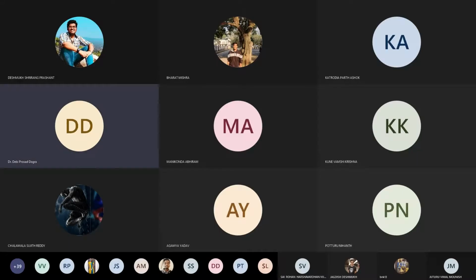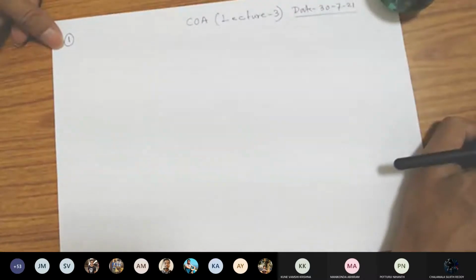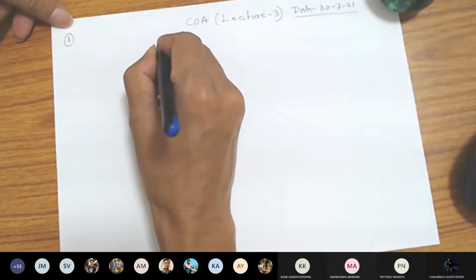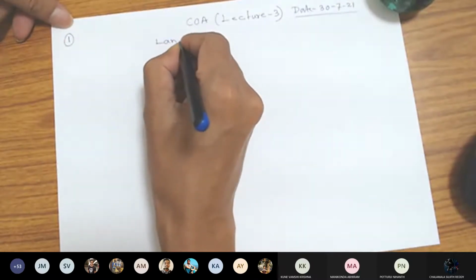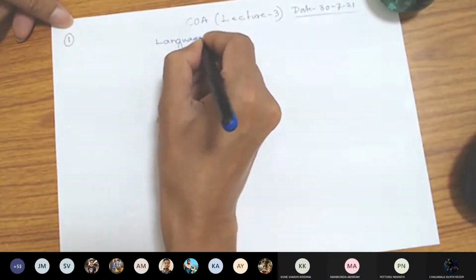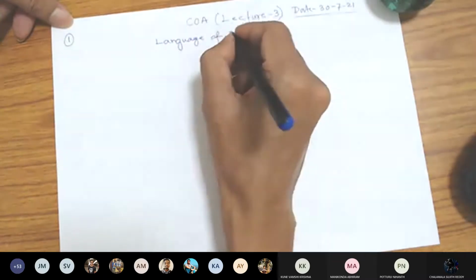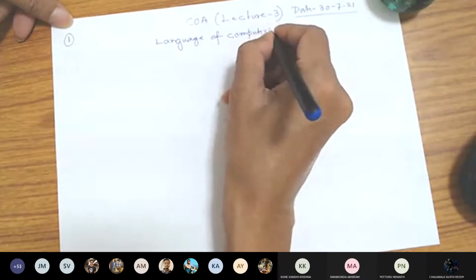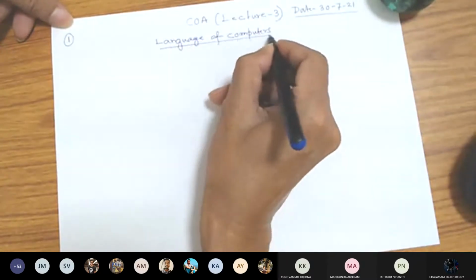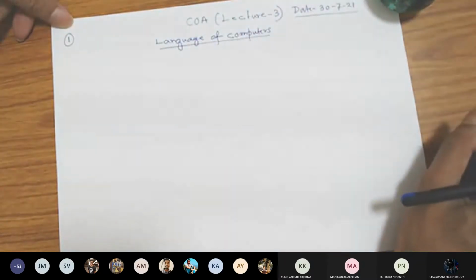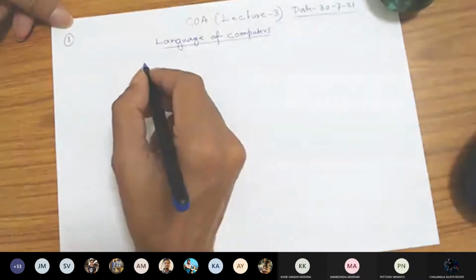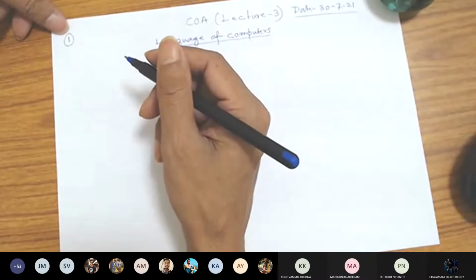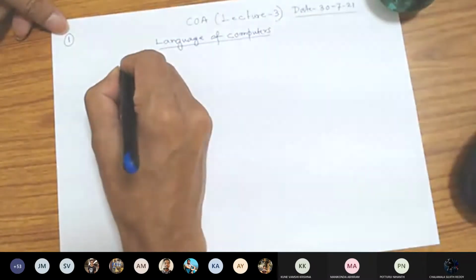We shall discuss on language of computers. So how it reaches to a hardware circuit, we must understand that.